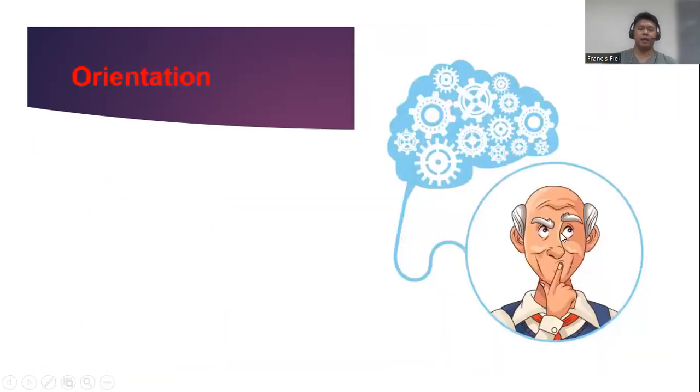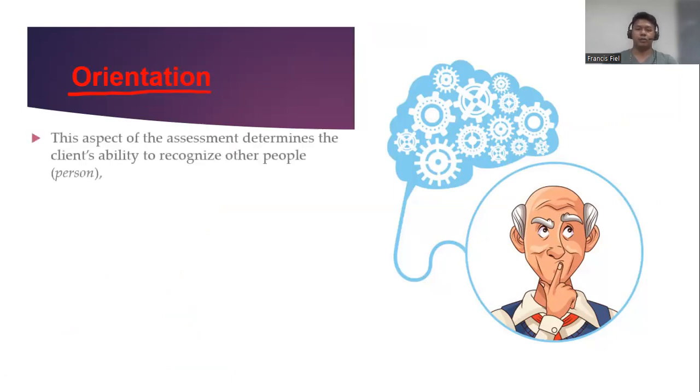All right? Now, let's proceed to orientation. When you say orientation, what do you mean by orientation? So, ibig sabihin, oriented ba yung patient? Alam ba niya ang mga bagay-bagay sa paligid niya? That's orientation, di ba? So, how do we assess this? Now, this aspect of assessment determines the client ability to recognize other people. So, una, kilala ba niya yung ibang tao? So, paano mo ito i-assess sa patient?